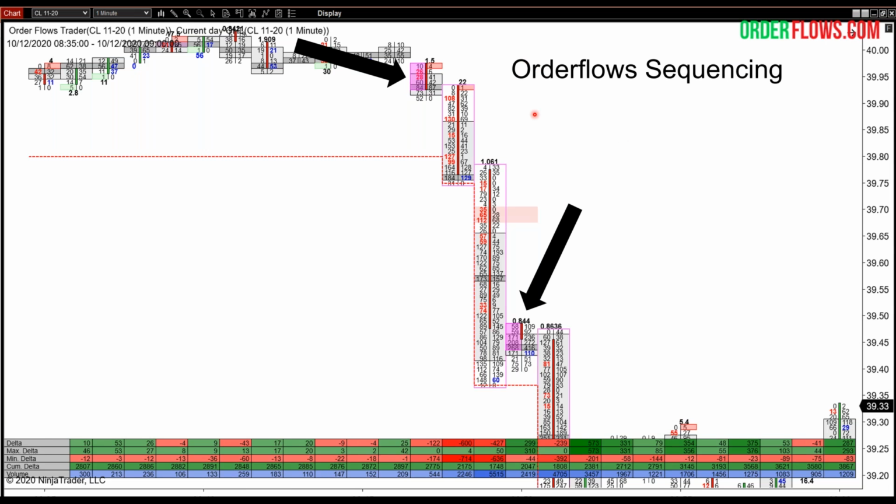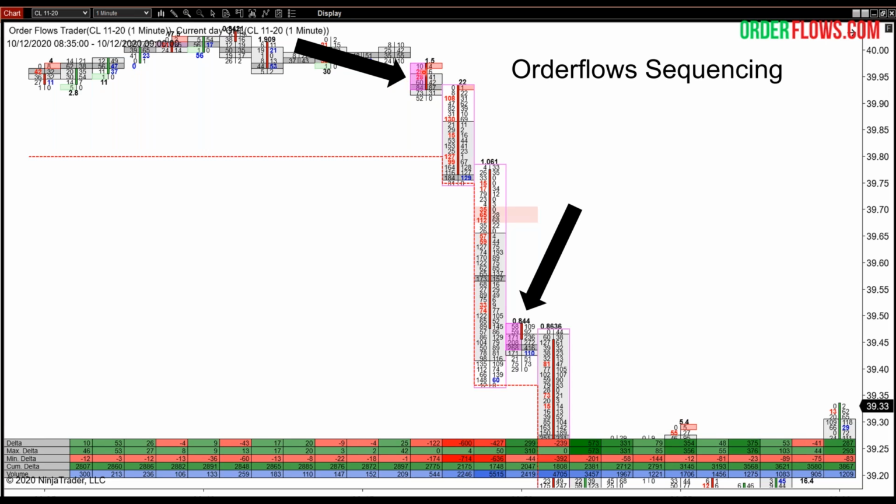This was crude oil. I know a lot of people don't necessarily trade E-minis. Most of the charts that I use in here are E-minis, but I also want to show you on crude. Yesterday, we had this big sell-off in crude where it dropped like $1 in just a few minutes, and right before the drop-off, what do you see? We were going sideways in here.